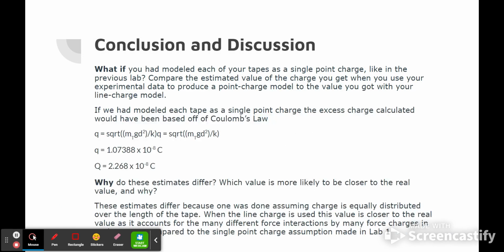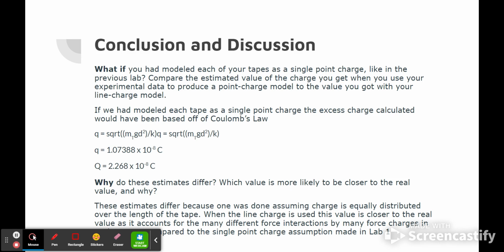As a conclusion and a couple discussion questions: what if the model tapes acted as a single point charge? Obviously, it would act as the original Coulomb's law equation. We'd plug it in and solve for excess charge, and as in Lab 1, we would get 1.07388 times 10 to the negative 8 coulombs. But in this lab, we got a different value, 2.268 times 10 to the negative 8 coulombs.